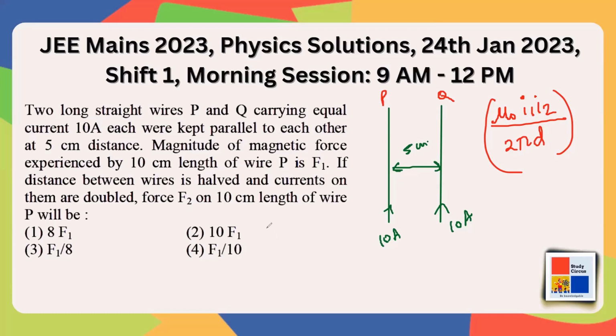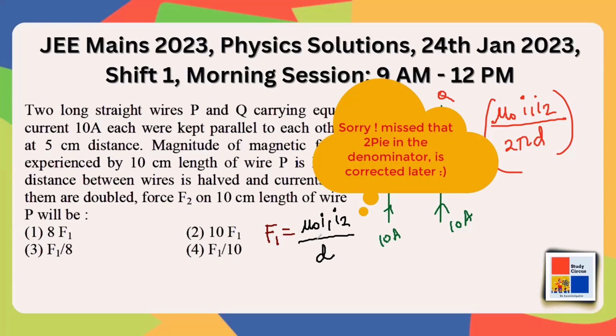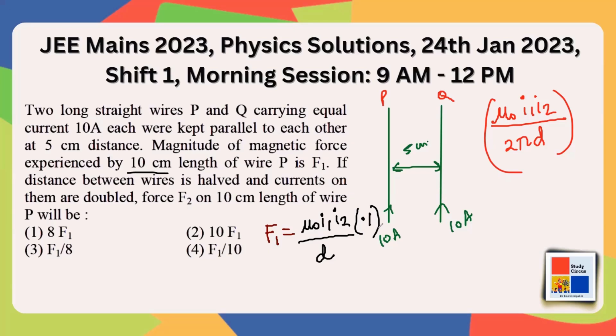So if I write the expression for the force that was initially between the two wires, I can write mu naught I1 I2, and let's say the distance between them was D. So this is the force between the two wires per unit length. So if you have to find for 10 centimeters length, I'll multiply by the length. Okay, 10 centimeter means 0.1 meter, right? So this is F1, right?